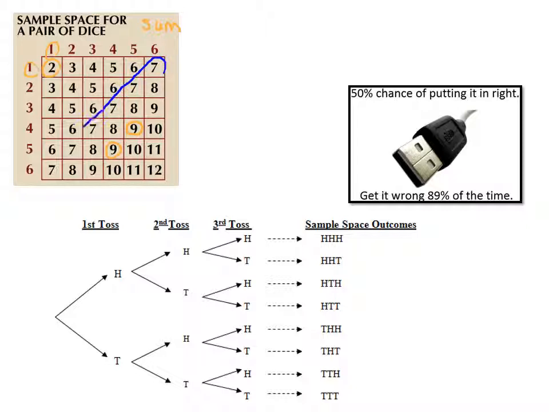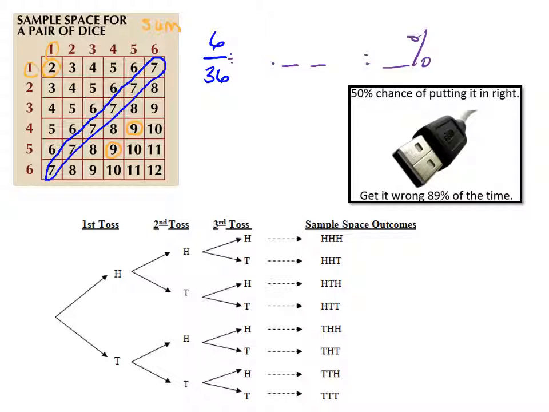It happens 6 times in this chart. So 6 out of 36 times. And then you could use your calculator to divide. A fraction bar means divide. So 6 divided by 36, and that would give you your decimal, which would equal your percent.